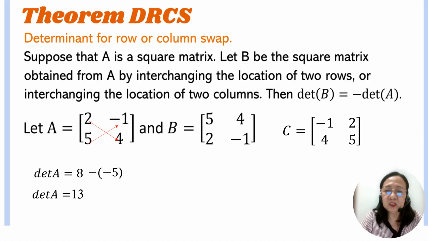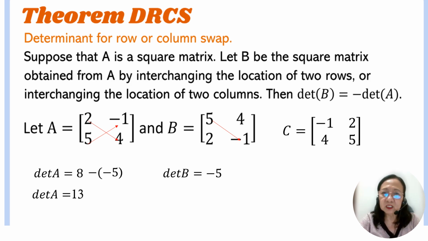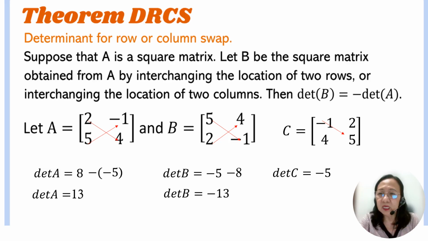Now let us find the value of our determinant B by multiplying 5 times a negative 1. So we arrive at negative 5 less the product of 2 times 4, which is 8. So we arrive at negative 5 minus 8 is negative 13. Okay. Now, let us proceed to our matrix C. Let us find its determinant. So determinant C is equivalent to negative 1 times 5, that is a negative 5. Then minus 4 times 2, which is 8. So minus 8. So negative 5 minus 8 is negative 13.